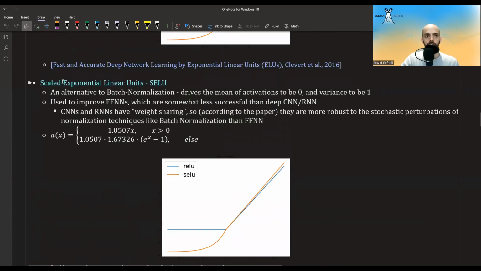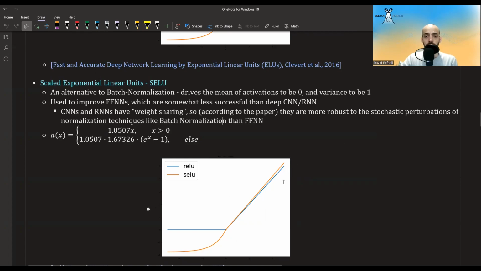Another variation is called the Scaled Exponential Linear Unit. It's very similar to ELU, only it has some more parameters that have a specific value. So this is basically the alpha from the ELU, and then you multiply both terms by this value over here. You can see the difference between the ReLU and the SELU, which looks like this.